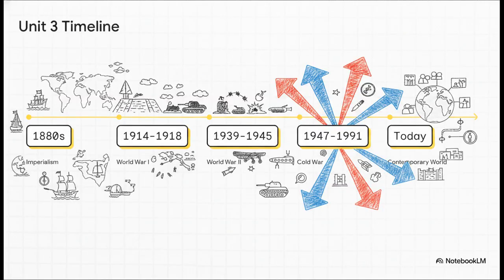And the scope of this unit is just massive. It builds chronologically. We kick things off in the 1880s with the scramble for global empires during the era of imperialism. Then, we see how that tension completely boils over into the devastating years of World War I, which directly sets the stage for the unparalleled destruction of World War II from 1939 to 1945. And then, from the ashes of that conflict, we jump right into the decades-long ideological struggle of the Cold War, which brings us all the way up to our contemporary world today.